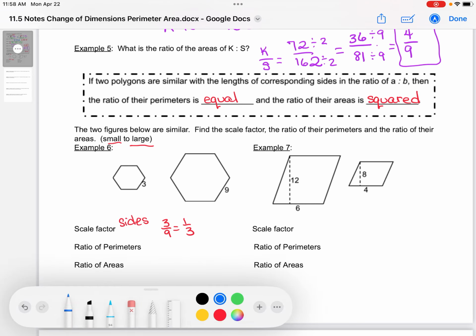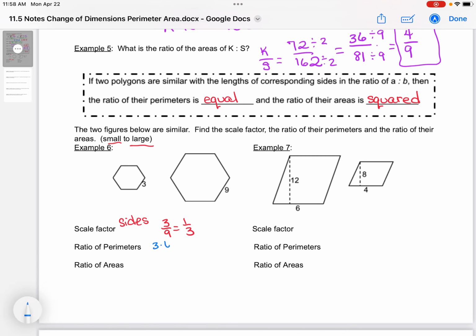Because I have 6 sides, I have 3 times 6 over 9 times 6, which basically the 6's cancel out. 18 over 54, and then I'm just going to divide by 9 and get 3 over 9, which is 1/3. So 18 goes into 54. Okay, so it's the same.